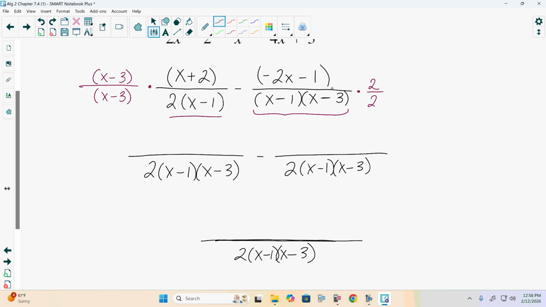So for this here, go on and multiply it out. Negative 2x times negative 2 is negative 4x. Negative 1 times negative 2 is negative 2. On the left-hand side, x minus 3 times x plus 2. Our x times x is x squared. X times 2 is plus 2x. Negative 3 times x is negative 3x. And lastly, negative 3 times 2 is negative 6.